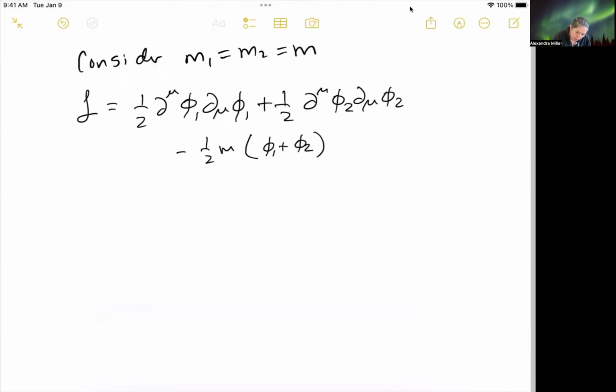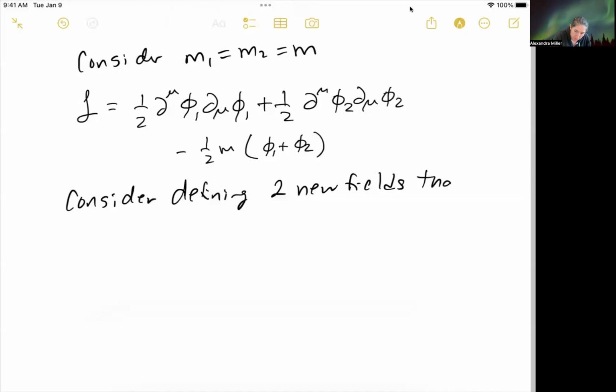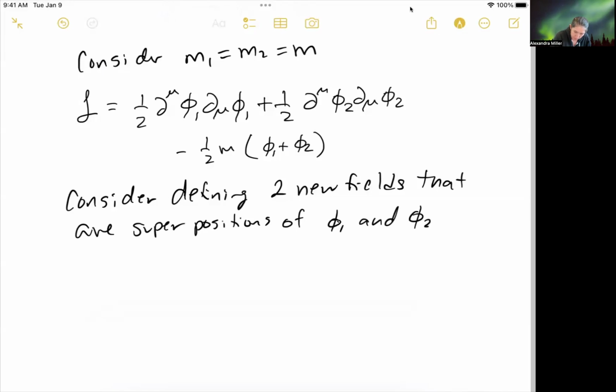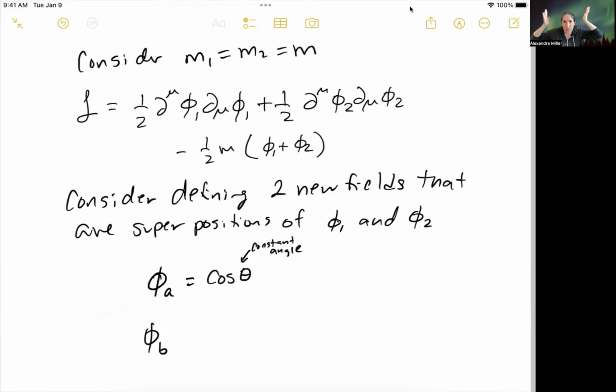And one thing we can do is consider defining two new fields that are superpositions of phi 1 and phi 2. So consider phi A and phi B, where phi A is cosine theta, where theta is just some constant angle. It could be 30 degrees, but here I want to leave it a variable to be as general as possible. But you're thinking of cosine theta as just being some constant number.